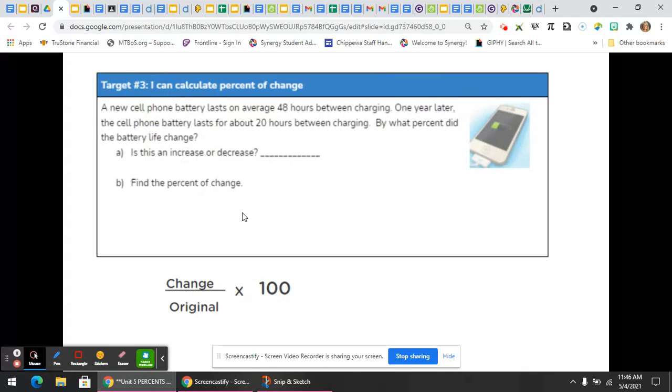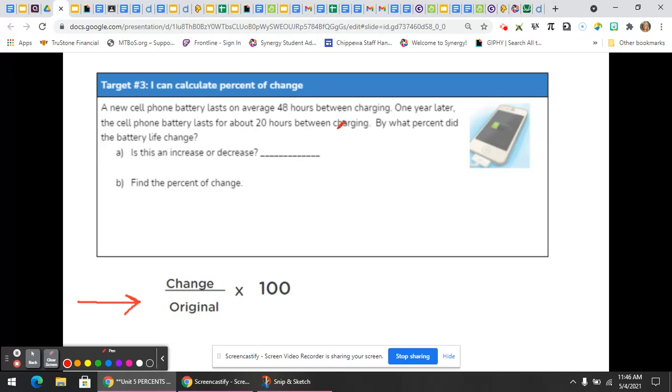All right, learning target 3, calculating percent of change. Please notice that down here on the bottom, I did put the formula to help you out. And for this one, we want to calculate this: a new cell phone battery lasts on average 48 hours between charging. 1 year later, the cell phone battery lasts about 20 hours between charging. By what percent did the battery life change?